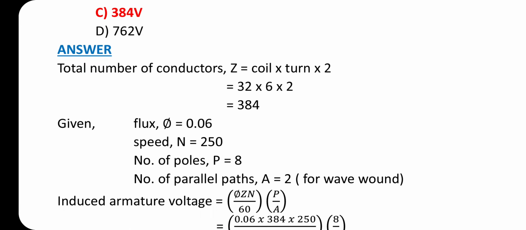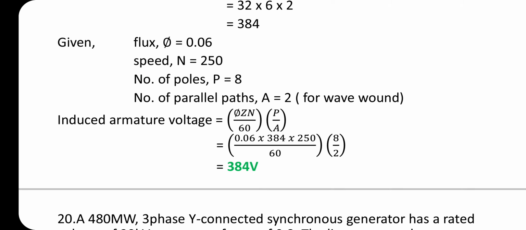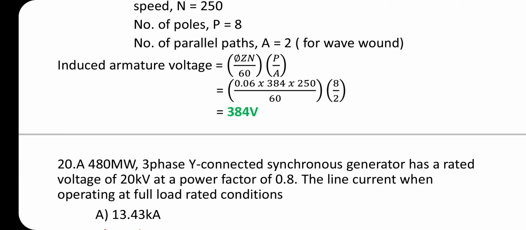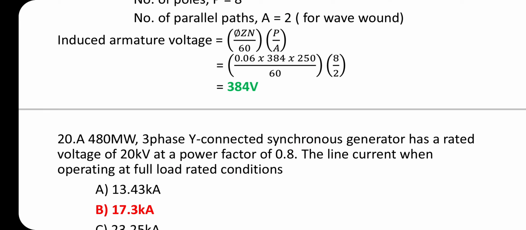Total number of conductors Z equal to coil into turn into 2. Substituting the values of coil and the number of turns into 2, we get Z equal to 384. Given flux phi equal to 0.06, speed N equal to 250, number of poles P equal to 8, number of parallel paths A equal to 2 for wave wound, induced armature voltage equal to phi Zn by 60 into P by A. Substituting those values of Zn, P and A, the induced armature voltage we get 384 volt.